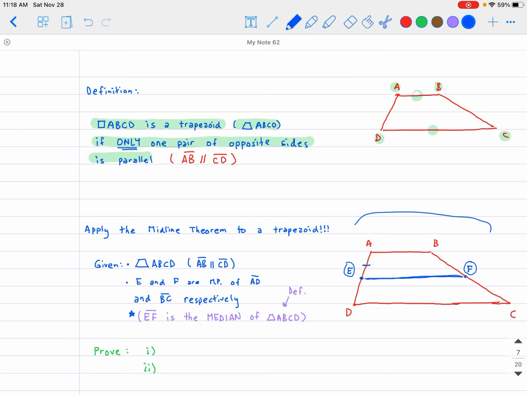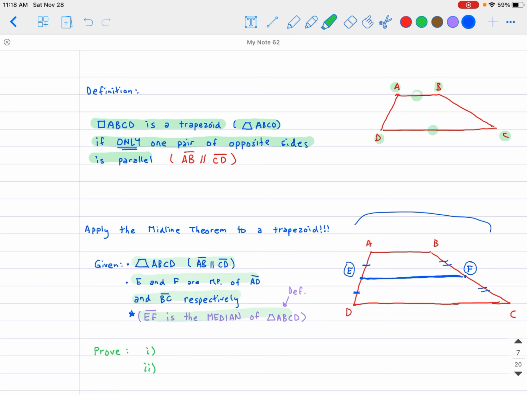That means that EA is going to be congruent to ED, and then we also have BF congruent to FC. Looking at this picture, we form something called EF over here. And by the way, there is a name for it. That is called the median of the trapezoid. Given that we have a trapezoid ABCD, where AB is parallel to DC, and E and F are the midpoints of AD and BC respectively, we said that EF is the median.